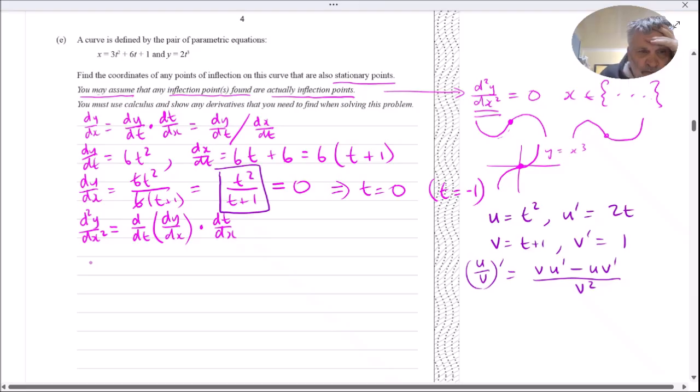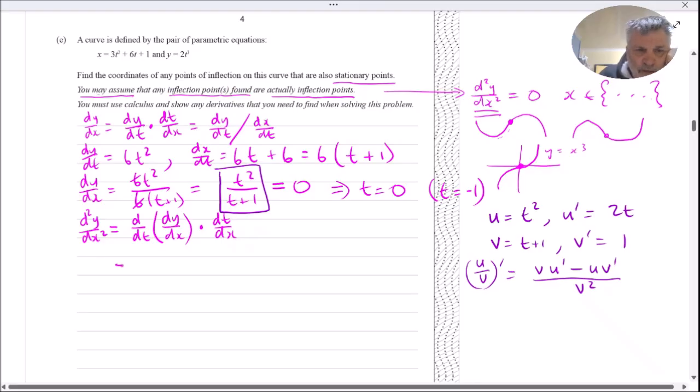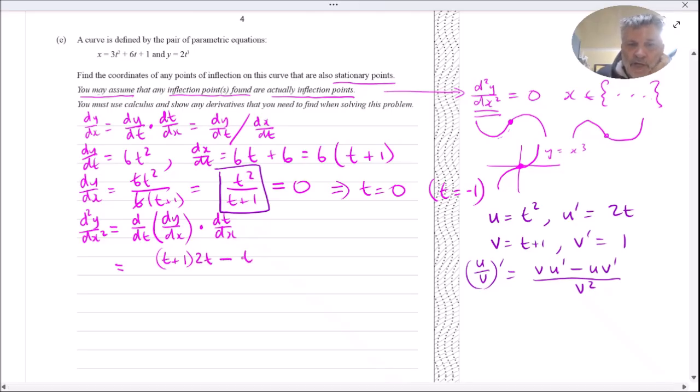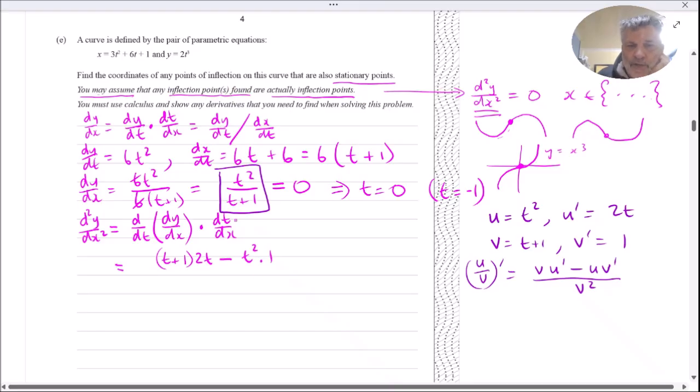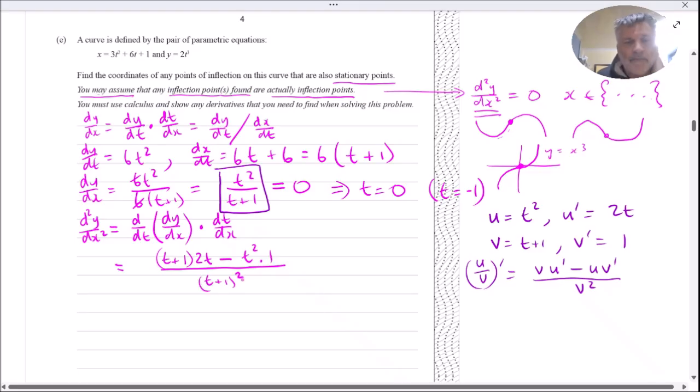I prefer, with something that's got relatively simple functions that I can differentiate in one step, to do this directly. So the quotient rule says write down what's on the bottom and multiply that by the derivative of what's on the top, and then subtract off what's on the top multiplied by the derivative of what's on the bottom, and then divide by the denominator squared.